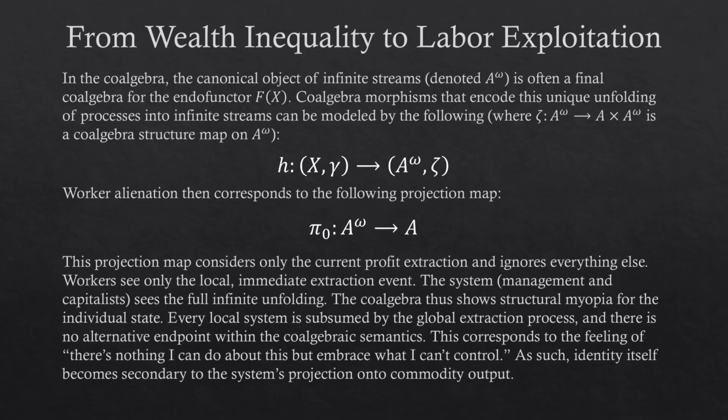Every local system is subsumed by the global extraction process, and there is no alternative endpoint within the coalgebraic semantics. This corresponds to the feeling of, well, there's nothing I can do about this but embrace what I can't control, and as such, identity itself becomes secondary to the system's projection onto commodity output.